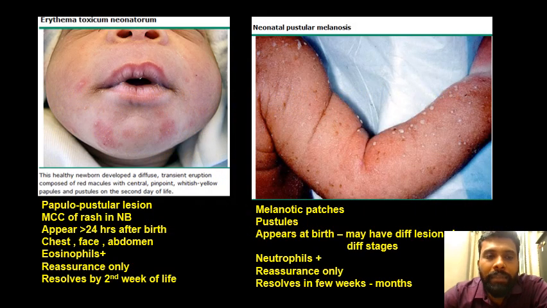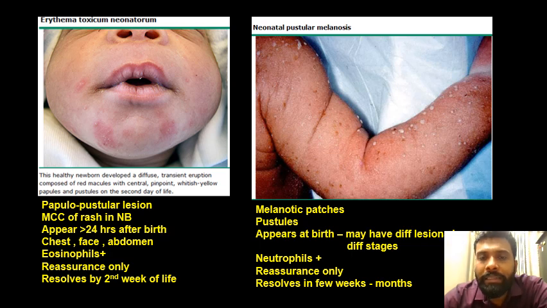So this is erythema toxicum neonatorum. See this diffuse transient eruption composed of red macules with a central pinpoint whitish yellow papules and pustules, from the second day of life onwards. It usually disappears by 8 to 10 days, or rather the second week of life. If we examine this, we will find eosinophilic infiltrates, and this is the most common type of rash in newborns, seen over the chest, face, and abdomen.